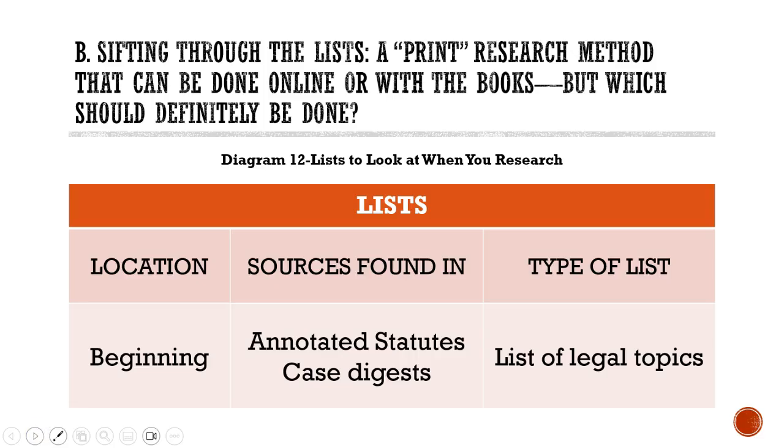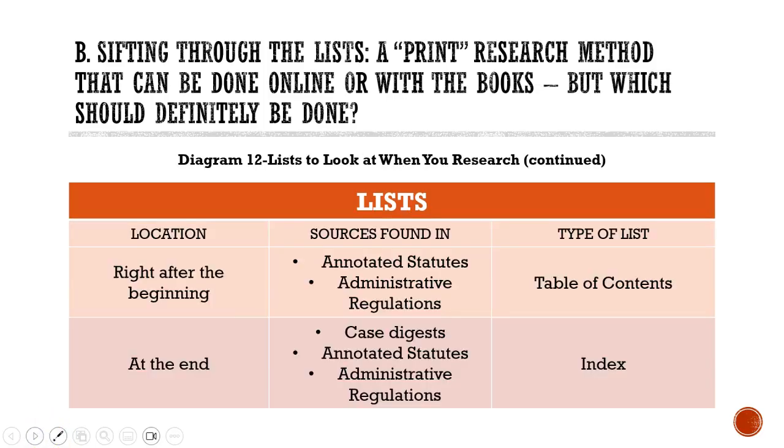Lists that you look at in case law are similar to what we see in legislation. At the beginning of the book, there's a table of contents. Sources where you can also find lists are in your annotated statutes and case digests. We'll go into a little bit on case digests in a little bit. And then there are legal topics, the type of list, and this would be something like key numbers. The digests use legal topics to help us find case law. And we'll get a little more in depth on that.